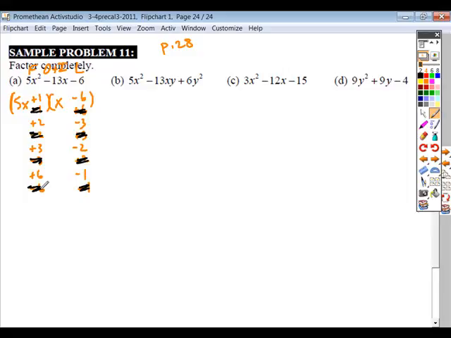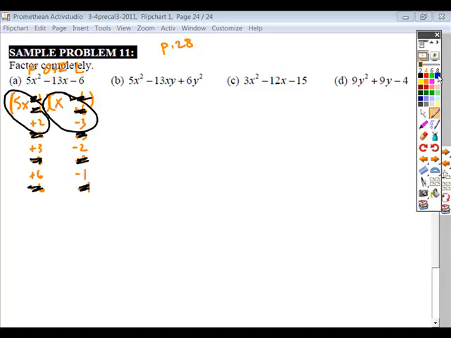And so let's test the outer and inner sum. Our outer is -30x plus 1x. Does that equal -13x? No. So move to the next one. -15x plus 2x. Does that equal -13x? Yes. So in this case, we were able to find it within 2 trials. Okay, so if you're going to do it that way, that's one of your possibilities.